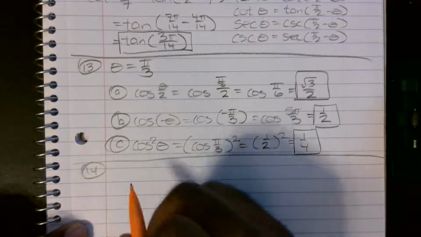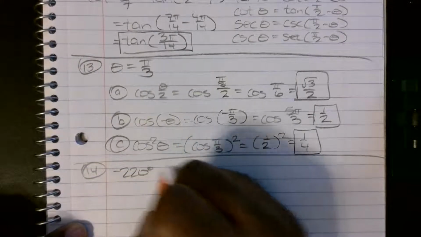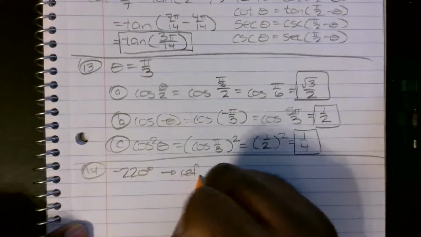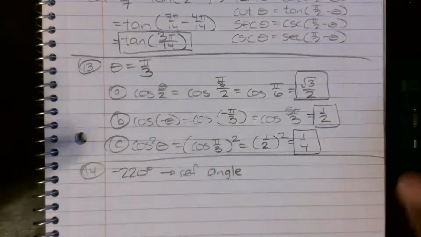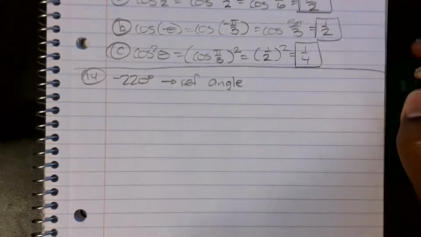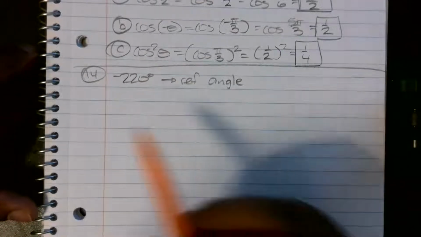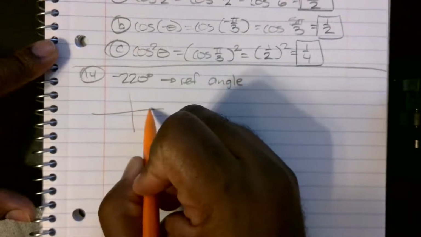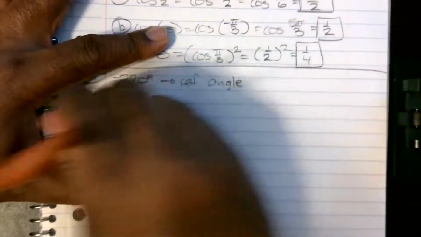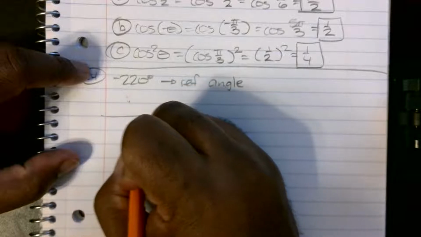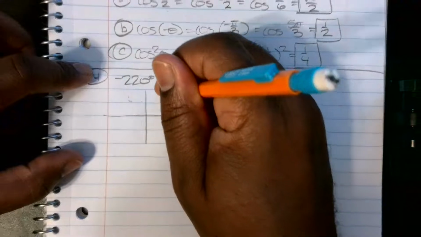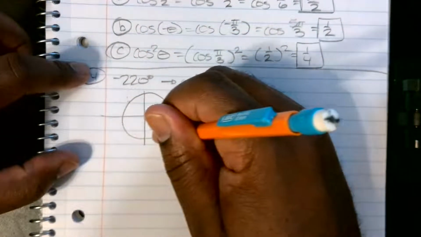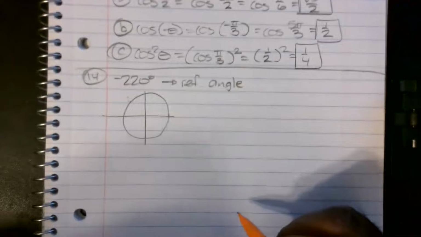So we have negative 220 degrees, and we want the reference angle. We know that half of the circle is 180 degrees. All right, let's do better than that. If I were to sketch the circle part, it's no big deal.